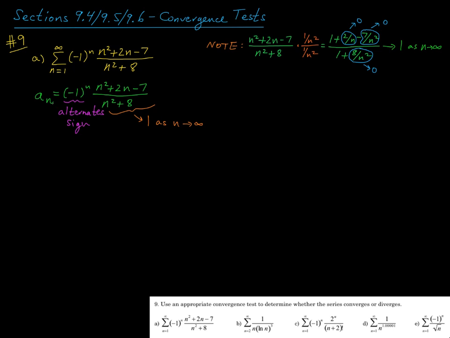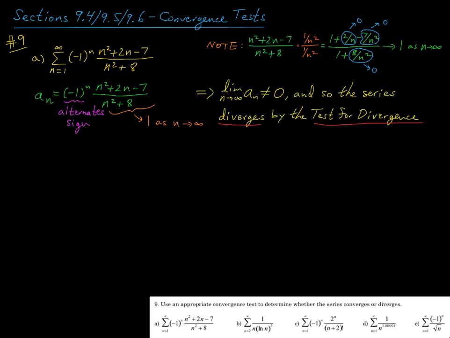So that says a sub n, for n really large, will take on values really close to 1, and then negative 1, and then 1, alternating between values like that. So in particular, what we really care about here is the fact that a sub n is not approaching 0. And so we conclude that this series diverges by the test for divergence. All right, moving on to B.